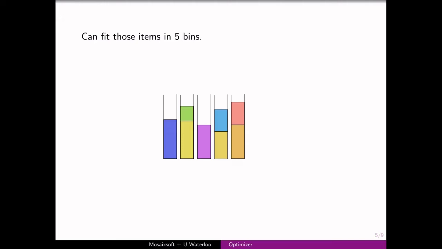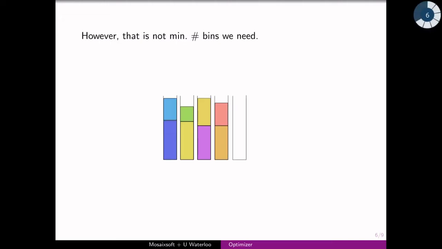But that would actually not be the best way of doing it, in the sense that it does not minimize the number of bins we need. It turns out that we can, with a little bit of ingenuity, fit those items in only 4 bins. And it turns out that any fewer number of bins does not suffice.